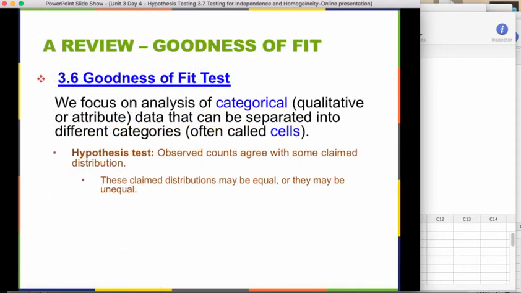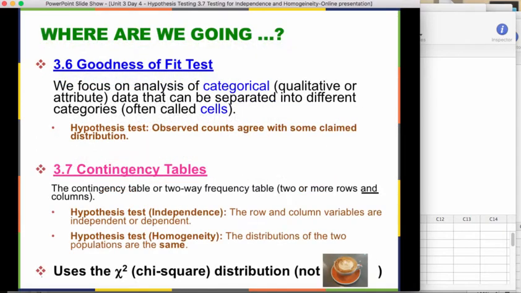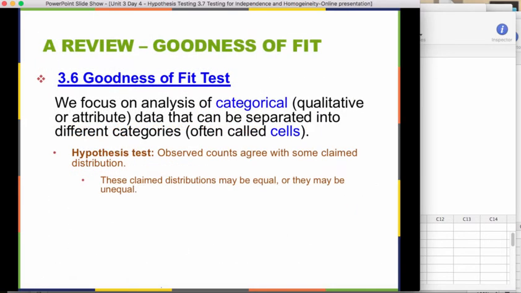So what we're going to do first is going to be 3 videos in this series. The first video will be about the goodness of fit test, as a review. The other 2 videos will have to do with the contingency tables, and we will actually look at independence in one video and homogeneity in the other video. So let's get started.